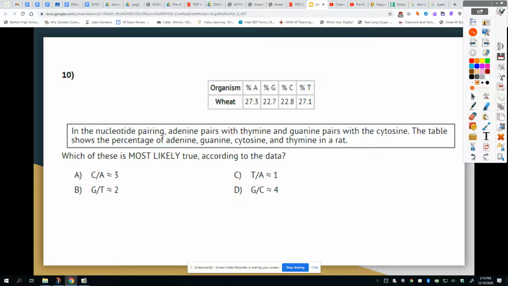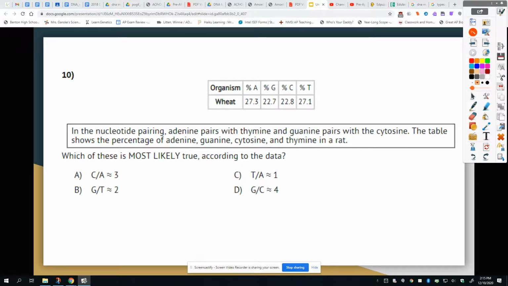Well, these choices just set up a ratio, a division. So if we divide C by A, we would get approximately 3. Or B, if we divide G by T, we get approximately 2. C says if we divide T by A, we would get approximately 1, and D, if we divided G by C, we get approximately 4. So if we look at the numbers and do the division, we would see that C is the only one that works. But we also know that T is supposed to equal A. So if we were to divide something that is equal to something else, we would get a ratio or an answer of 1.